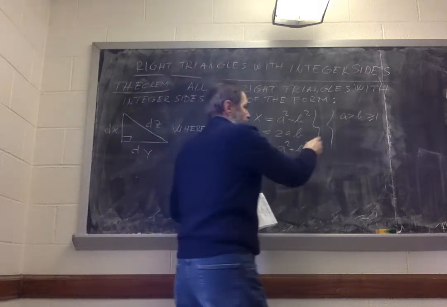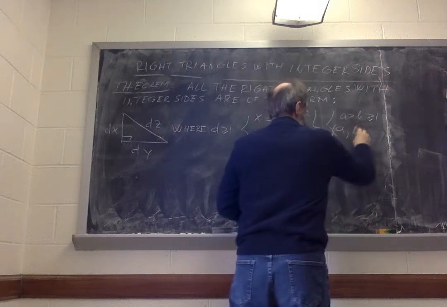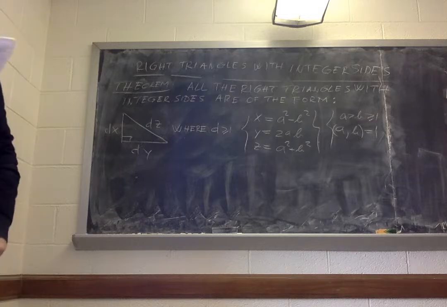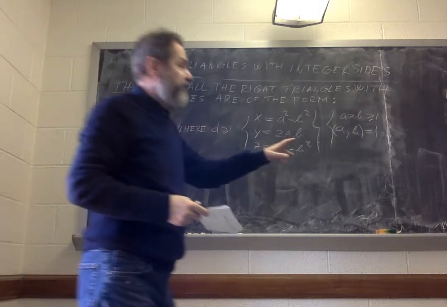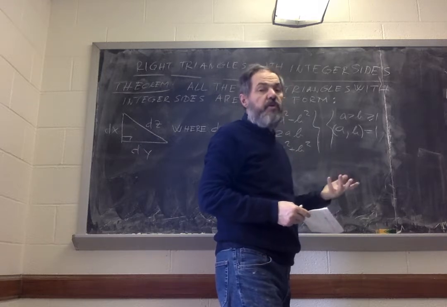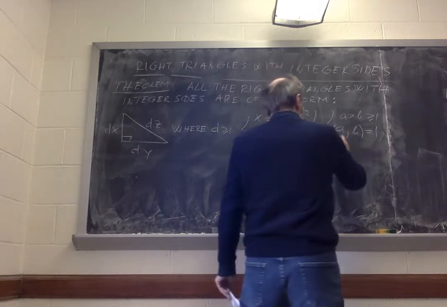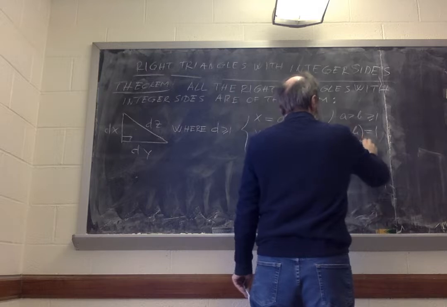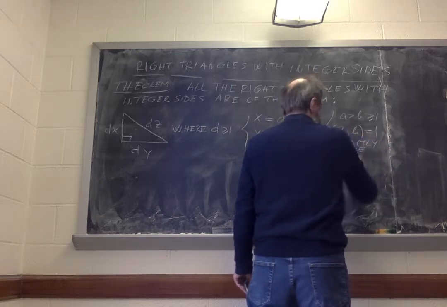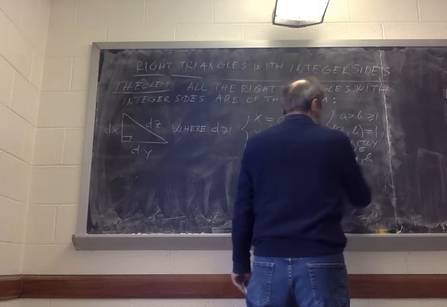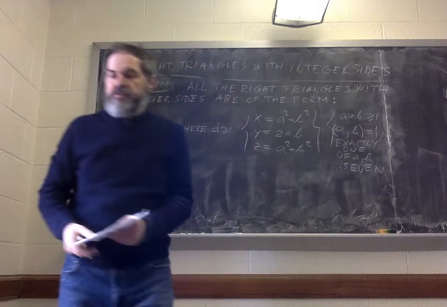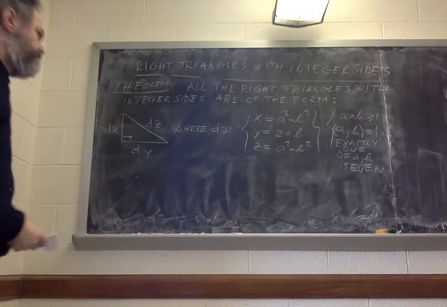Then they are relatively prime. The greatest common divisor is 1. And exactly one of these two numbers is even, and exactly one is odd. So exactly one of a, b is even. Exactly one of the numbers is even.